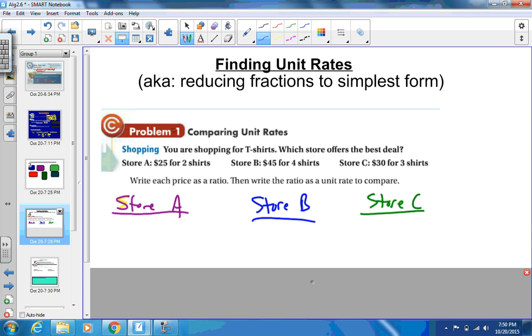It says to first write each price as a ratio, then write the ratio as a unit rate to compare. So unit rates usually help us compare things better because they both have the same denominator then. So pretty much you're finding a common denominator and making the denominator 1.